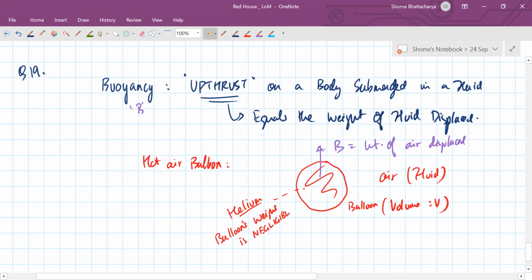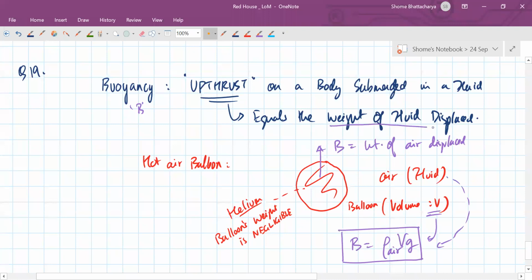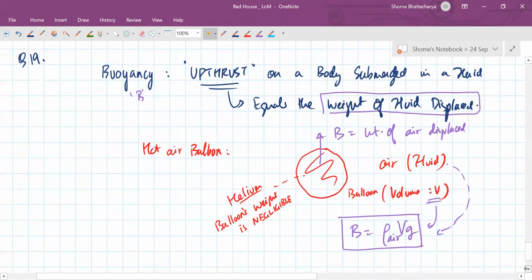So this buoyant force, according to this definition, though we don't need it here, will be equal to the density of air multiplied by the volume of the balloon into g. This will be the formula, where V is this volume and rho is the density of the air or the fluid in which it is there. It's coming from this definition: weight of fluid displaced. Same way, if we put this balloon under water, this will become density of water into volume into g. Now let's come to the question itself.